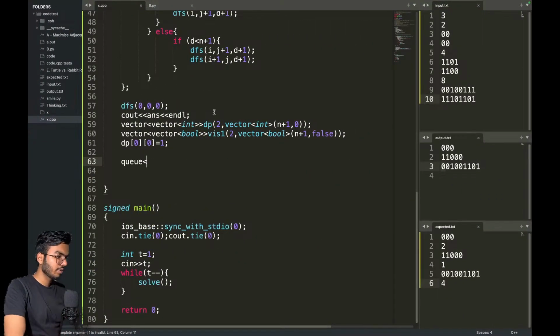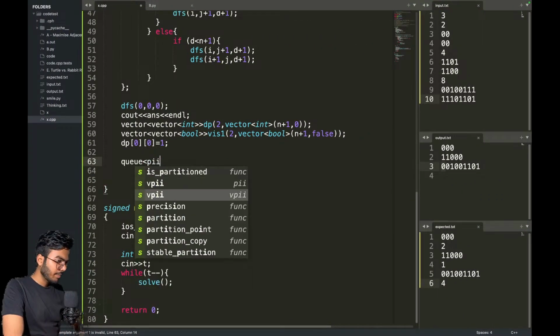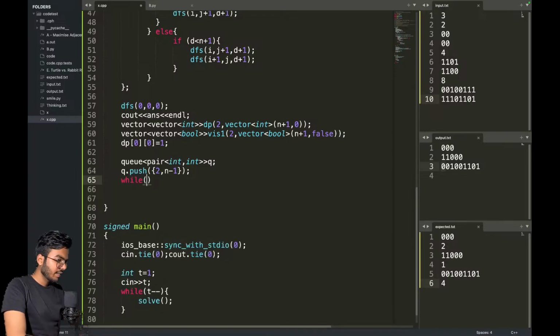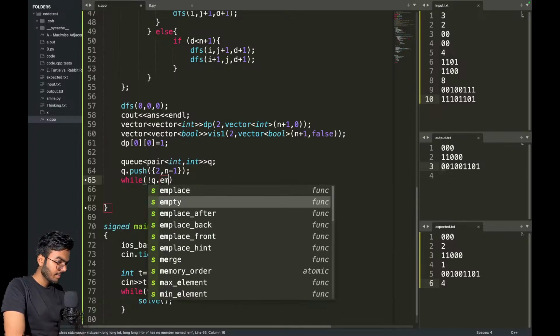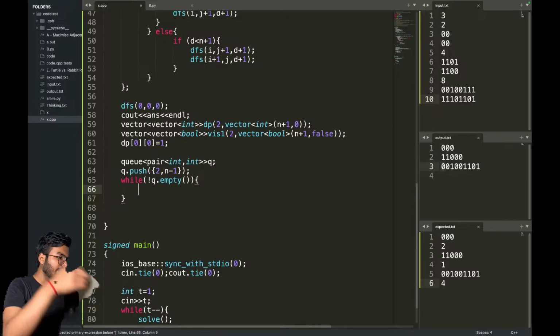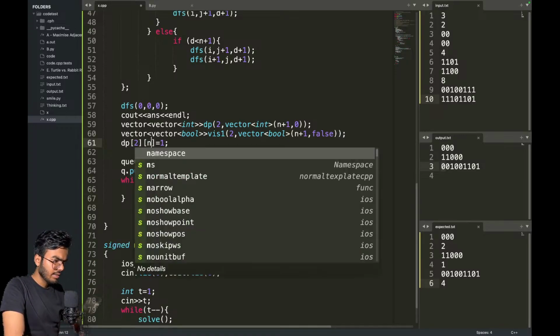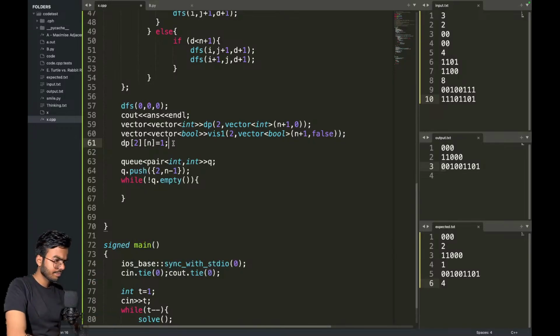But okay, so now my queue is a queue of pair of ints. So I have this, and let's call this queue dot push. I have to push something, so 2 comma n minus 1. So this is in my current queue. Let's say while not q dot empty, so while this queue is not empty, I have to run something, and let's say dp of 2 cross n minus 1 is equal to 1 initially. Okay, now I think it should be n now. What will I do now?